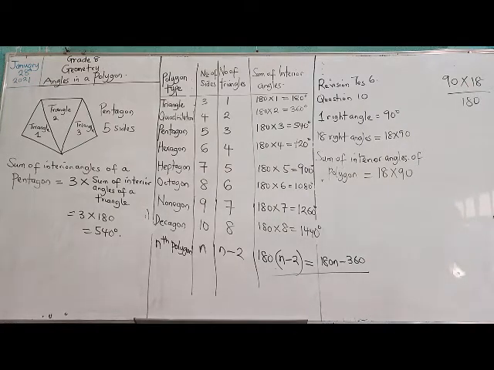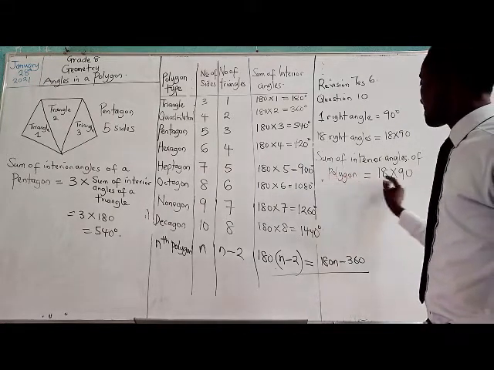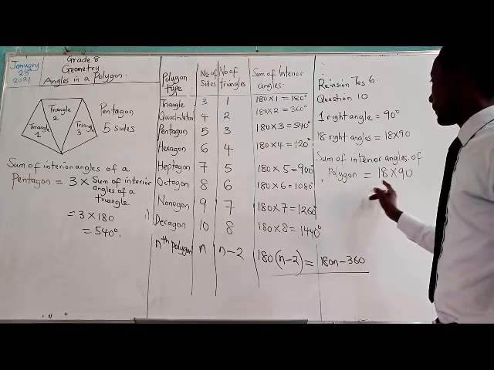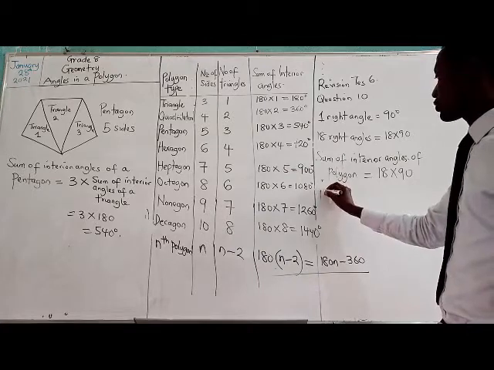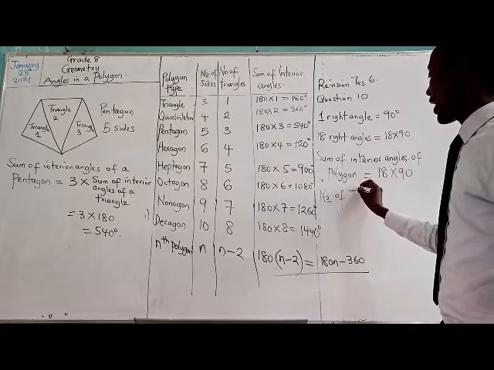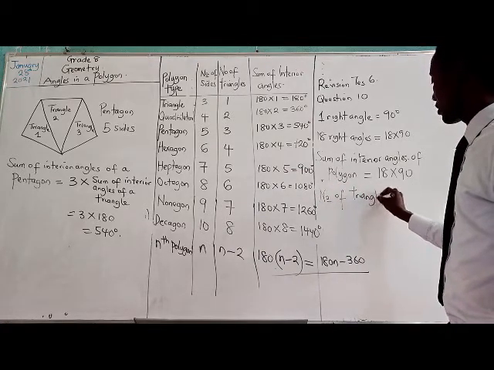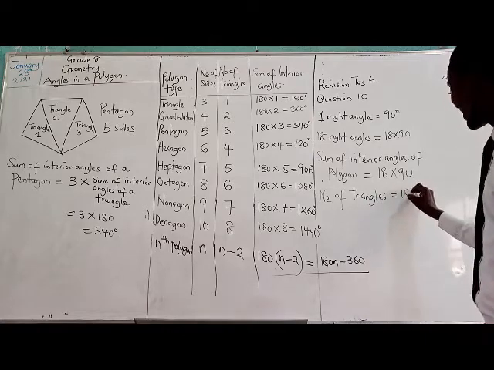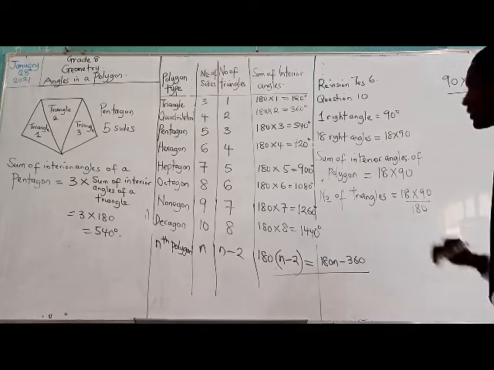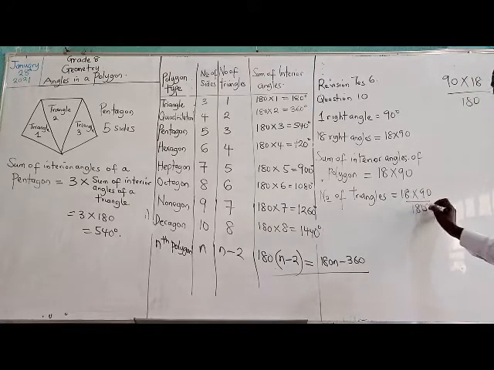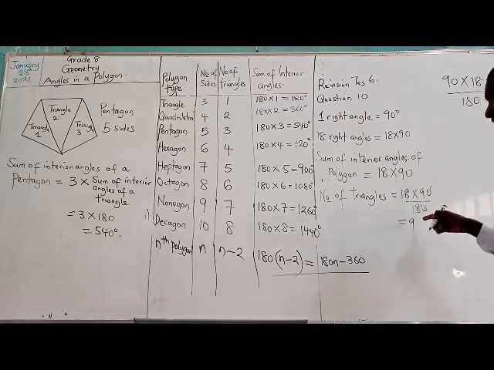The next thing we'll need to look for now is the number of triangles. So the number of triangles will be equal to what? 18 times 90 divided by what? 180. So we cancel that. I'm going to have 9. The number of triangles is 9.